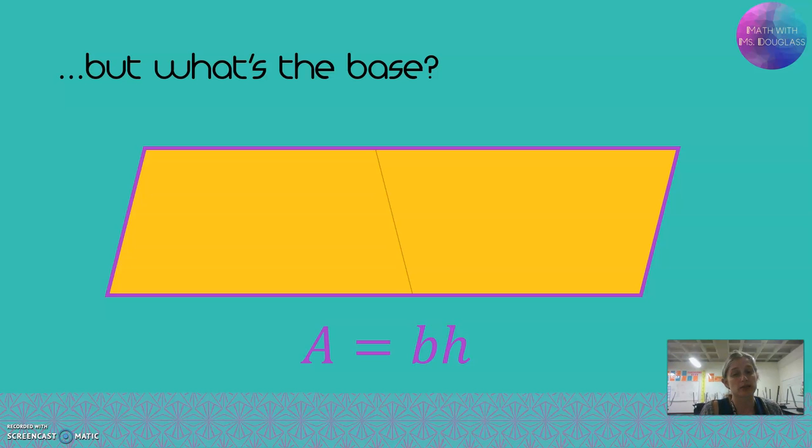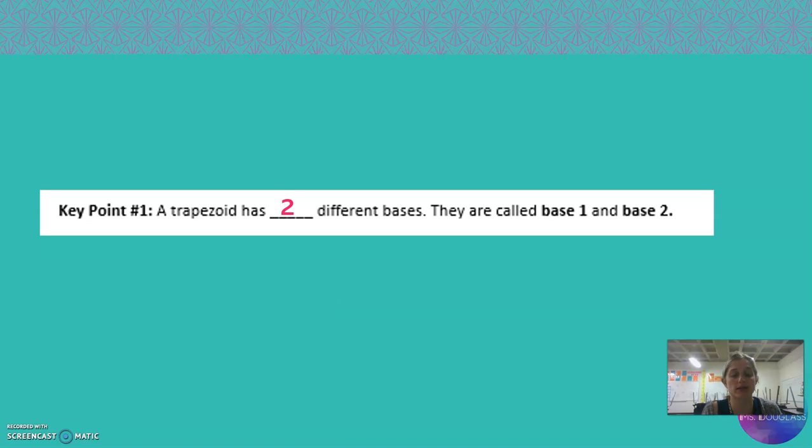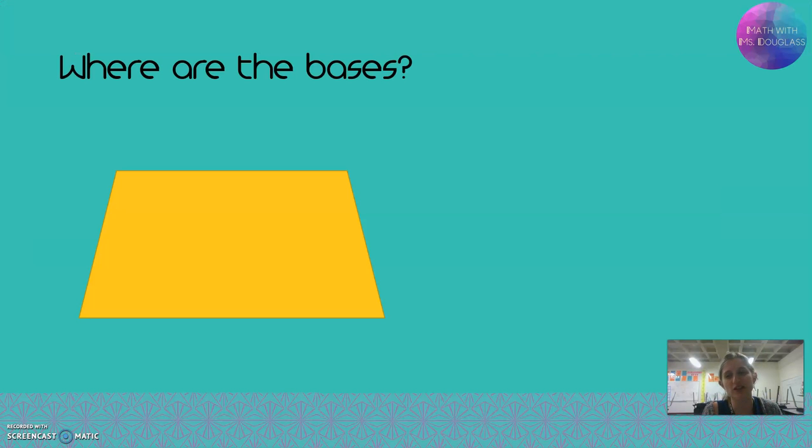But area is base times height, and this is two trapezoids, and they have different sizes. You know, like this line right here is different from this line of the trapezoid, so what do we do? Well, trapezoids have two different bases. They're called base 1 and base 2. So creative. So the bases are the two parallel lines in a trapezoid. It really does not matter which one you say is base 1 and base 2. If you wanted to call the shorter one base 2 and the longer one base 1, that's fine. So long as you're not calling them both base 1 or both base 2, you're good.